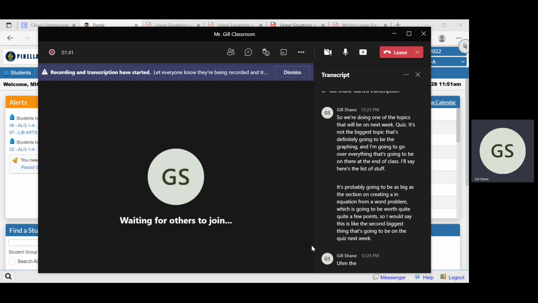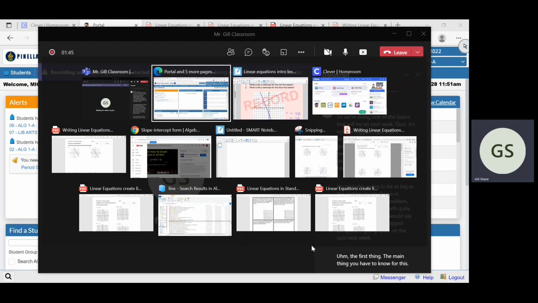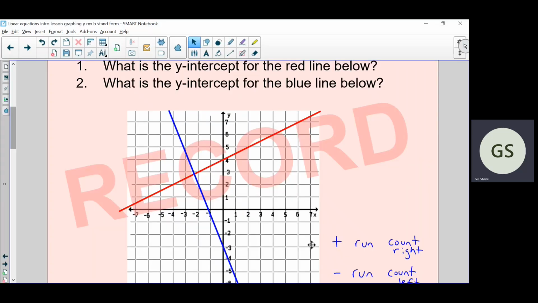The first thing, the main thing you have to know for this, well, maybe not the main thing. You need to know how to pull out a y-intercept from a line on a graph. It's not hard. We've been over it many times before. For intercept, so I can write it down. I'm going to go over all of that when we go over this.